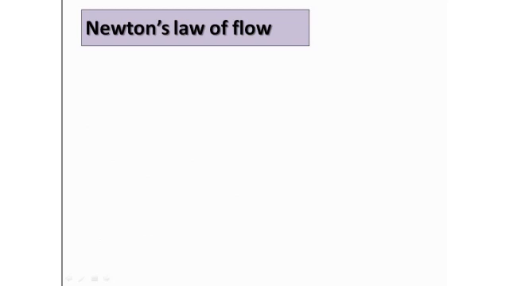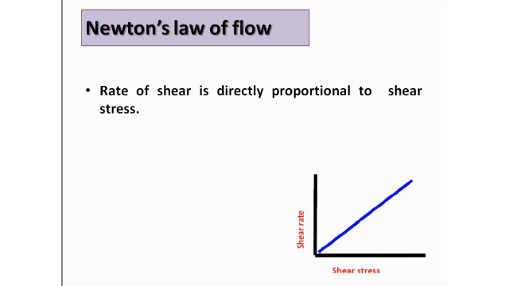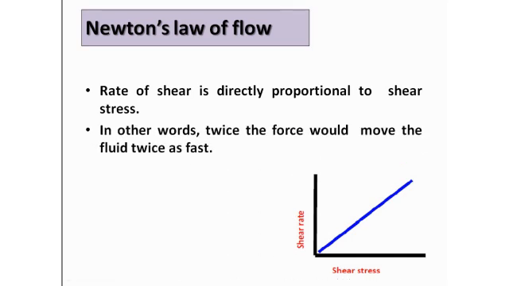Now the Newton's law of flow. What actually does Newton's law of flow state? The rate of shear is directly proportional to the shear stress as per Newton's law of flow. So this is the shear rate, this is the shear stress. As it is directly proportional, it will go at this 45 degrees, right? So in other words, twice the force would move the fluid twice as fast.